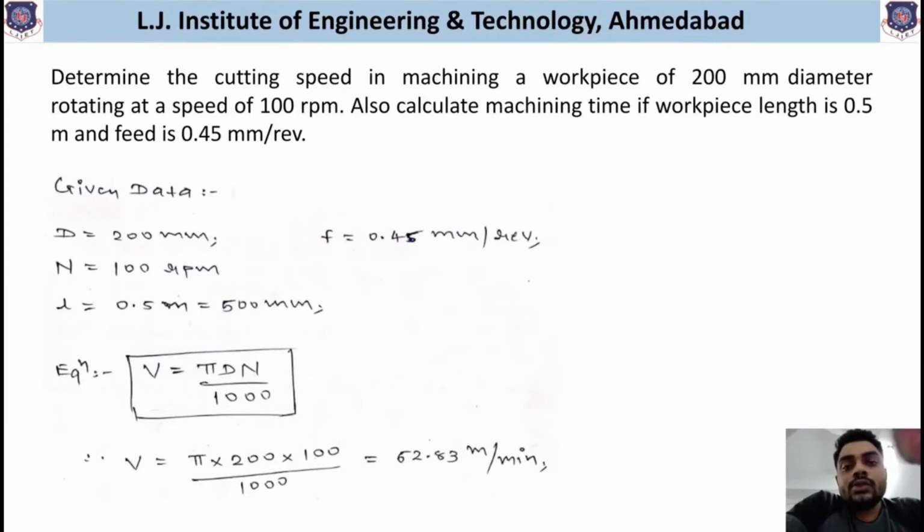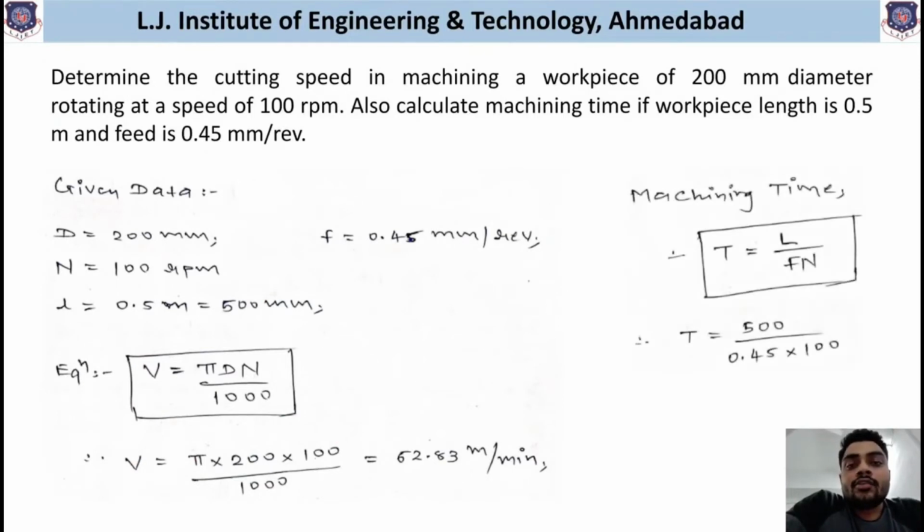Now to solve the machining time, for machining time we have an equation. Keep this equation in mind. Machining time T equals capital L divided by F into N, where capital L is the workpiece length, F indicates feed, and N indicates rpm. So here the workpiece length will be in mm, feed will be in mm per revolution, and this N will be in revolution per minute.